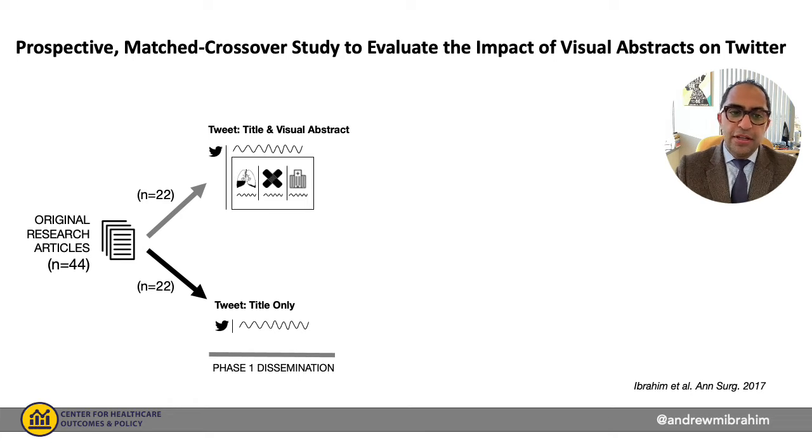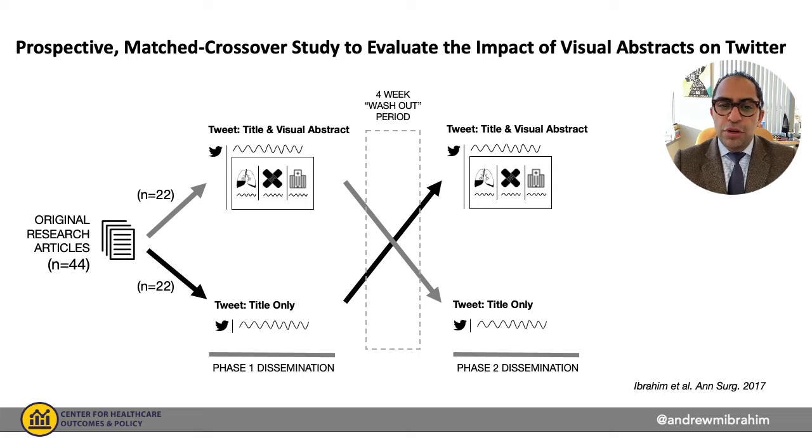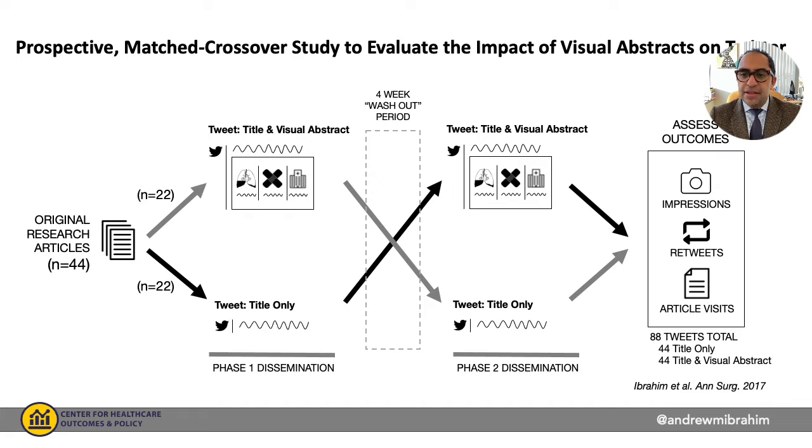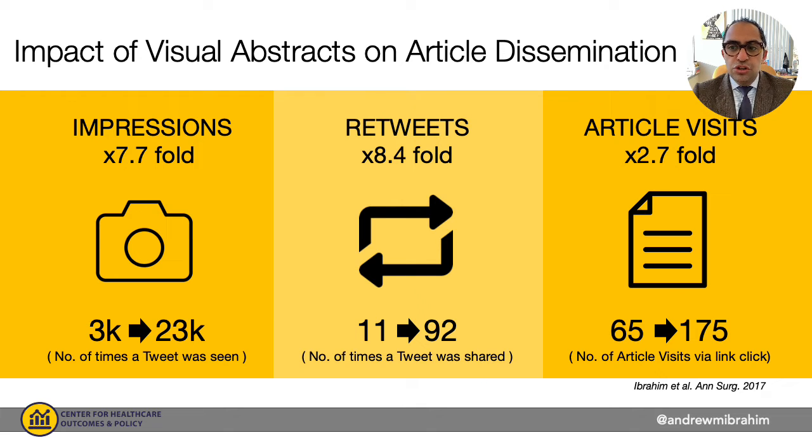Half were shared as a visual abstract, half were shared in text format alone. And then we waited a 4-week washout period and reshared the same articles, this time in the opposite format, and then compared them head to head to evaluate the same outcomes in terms of impressions, retweets, and article visits. Not to get too meta on you, but this is a visual abstract summarizing the impact of a visual abstract.